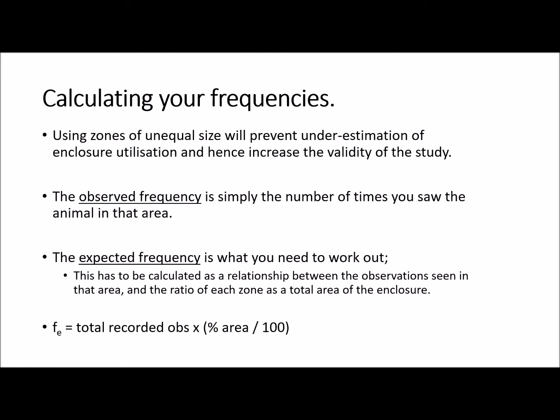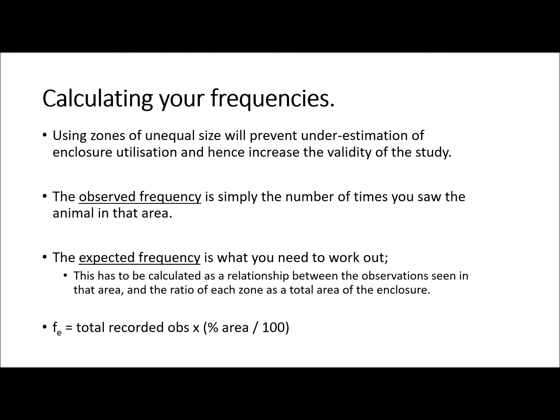Whilst the SPI formula might look complicated, it's actually relatively easy to follow. Using zones of unequal size helps prevent underestimation of enclosure utilisation. As I've said, we are not defining the exhibit into areas of equal size, as that takes no regard of the biologically relevant resources available. By using different zones, we're able to work out how much of the enclosure is made up of that particular zone, and therefore how long the animals are choosing to spend in it.